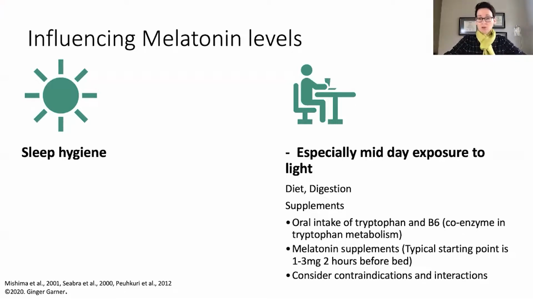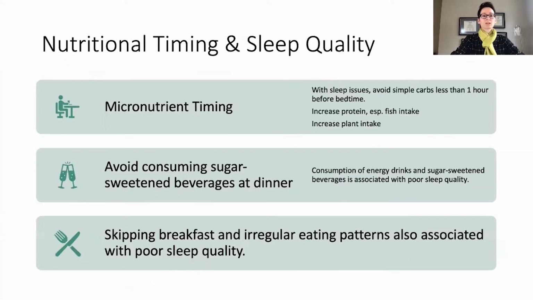So start low. Typical starting point is 1 to 3 milligrams about 2 hours before bed, but you can also do as little as 30 minutes before bed. You can also eat foods with tryptophan that are melatonin producing, as I already mentioned. And you can orally intake tryptophan, like 5-HTP or B6.